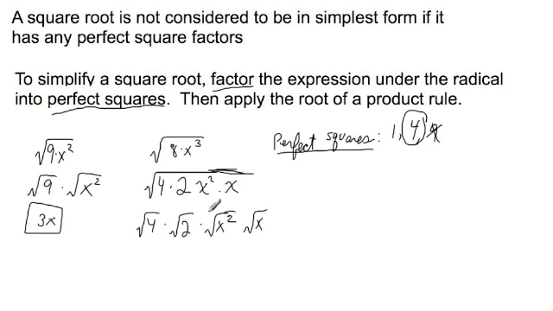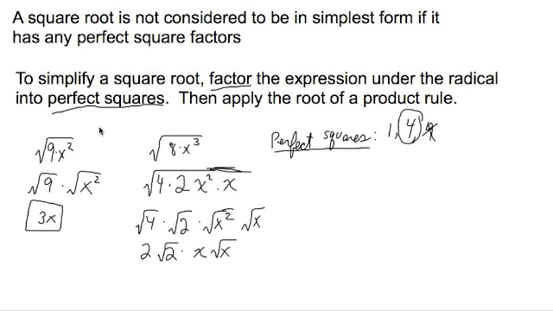Now I'm going to take the square root of all of the numbers that I can take the square root of. The square root of 4 is 2. I can't take the square root of 2. The square root of x squared is x, and I can't take the square root of x.